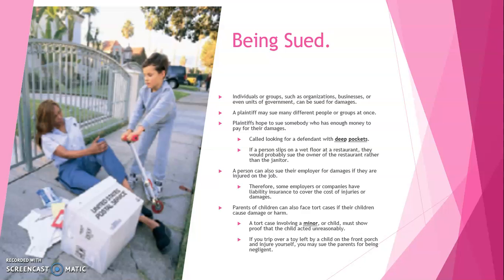Parents of children can also face tort cases, if their children cause damage or harm. A tort case involving a minor or a child must show proof that the child acted unreasonably. Example here, if you trip over a toy left by a child on the front porch and injure yourself, you may sue the parents for being negligent or not keeping an eye on their child or their child's toys. So that is an example there of when the parents of a child could be sued.